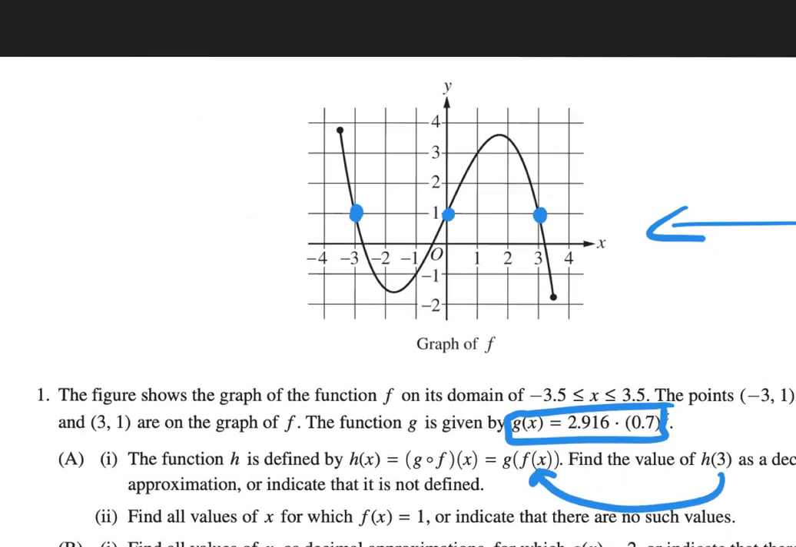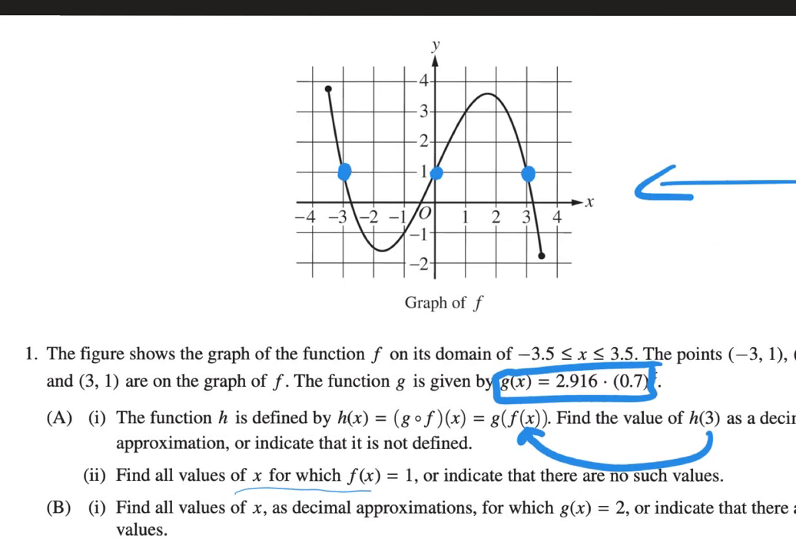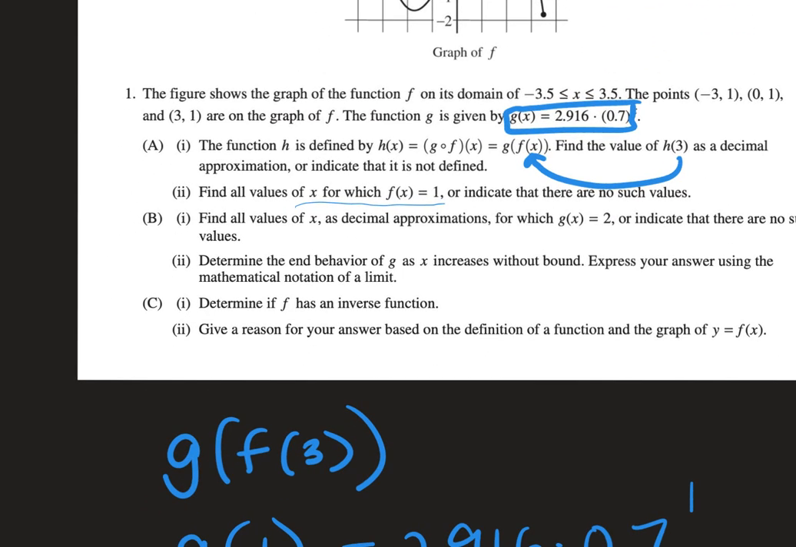That's one of them, right? It says find all the values of x for which f of x equals 0. So what are my values of x for which f of x equals 1? Negative 3, 0, and 3. Okay, you could literally just list them.